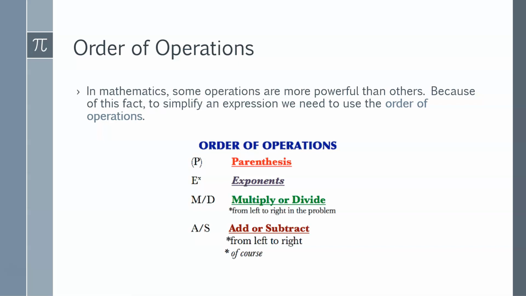Well, basically, if you're looking at an expression and you've got parentheses or exponents, multiplication, division, addition, subtraction, all of these are operations. Some are more powerful and need to be performed before others. So here's a basic breakdown of the order of operations. The first thing we want to do is simplify what's inside parentheses or really any grouping symbol. So it could be brackets, it could be braces, whatever that grouping symbol is.